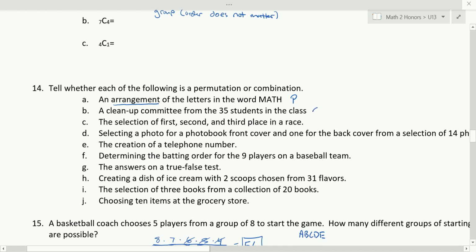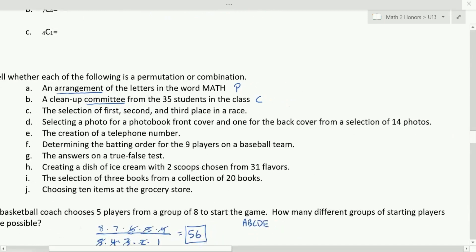What word gives it away that it's a combination? Committee. Whenever you see the word committee, you're going to go with combination. Okay. The selection of first, second, and third place in a race. That's a permutation.